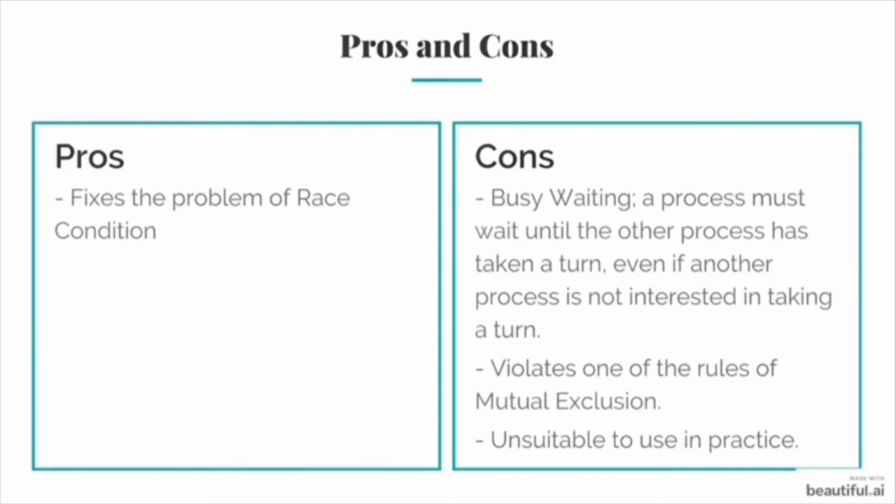So the good thing is that this approach fixes the problem of race condition. However, it has multiple cons, one of which is busy waiting. Busy waiting is what happens when a process sits and waits for the other process to take its turn. This is due to the nature of strict alternation, which is that two processes or threads must take turns in a strict manner in order to access the shared memory location and be in their critical section.